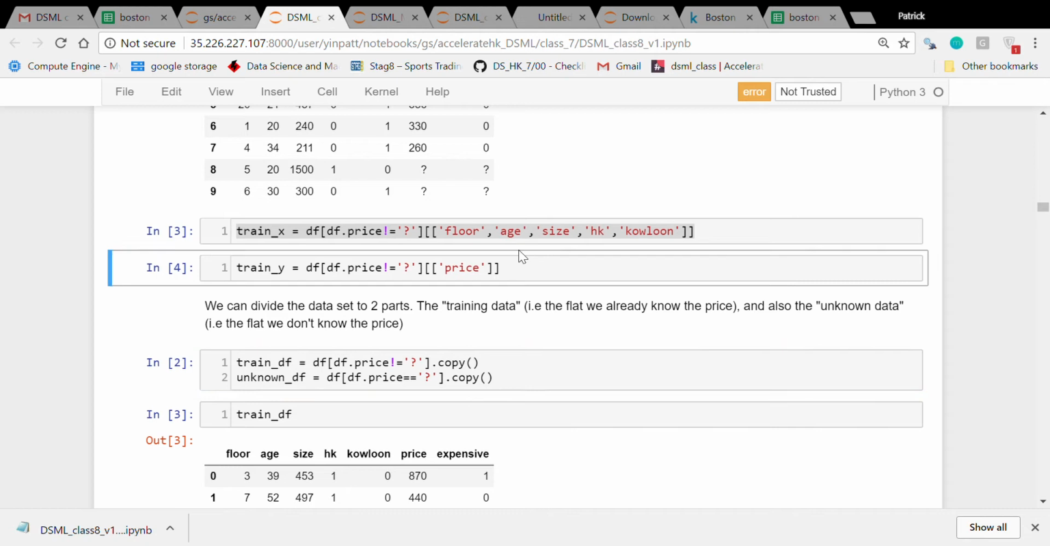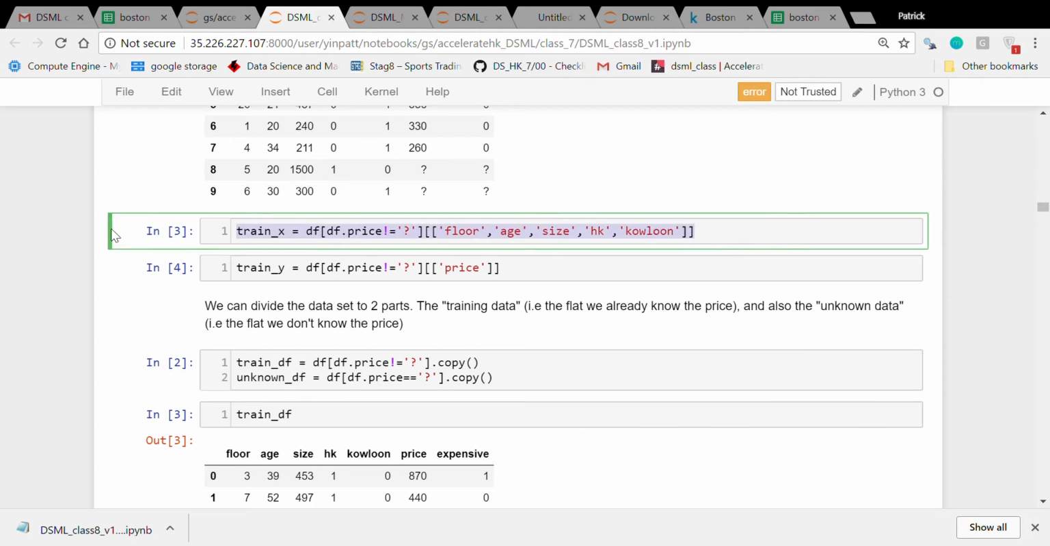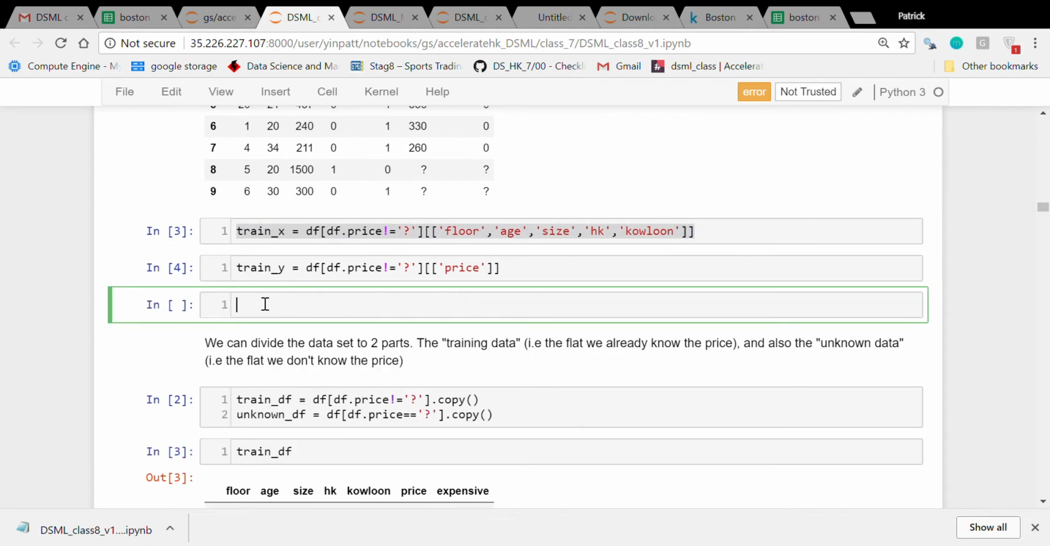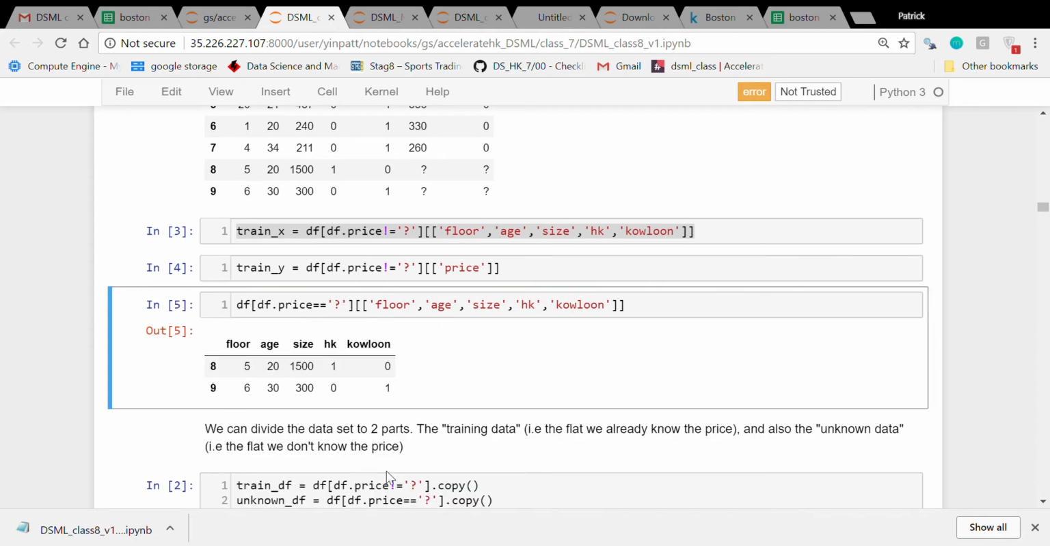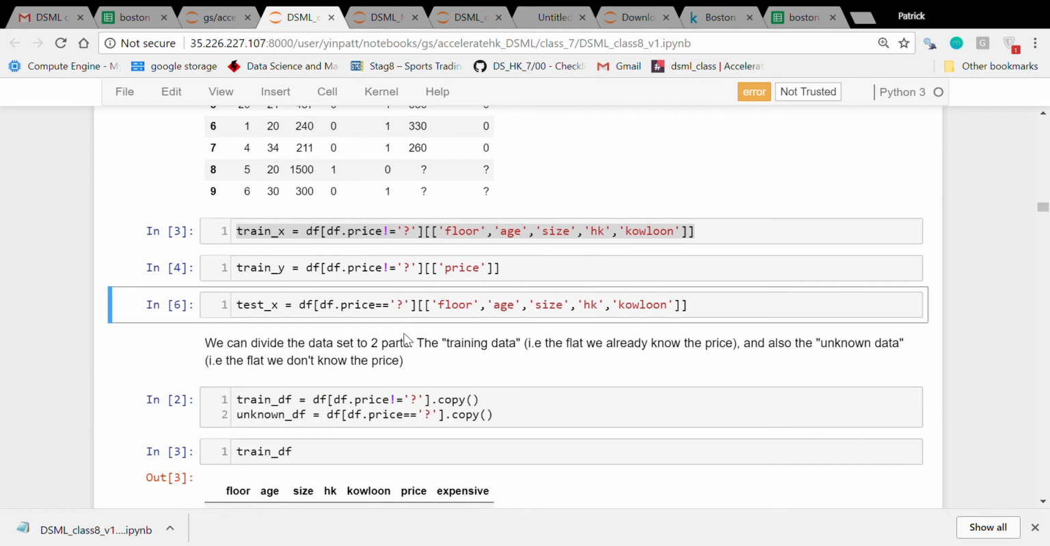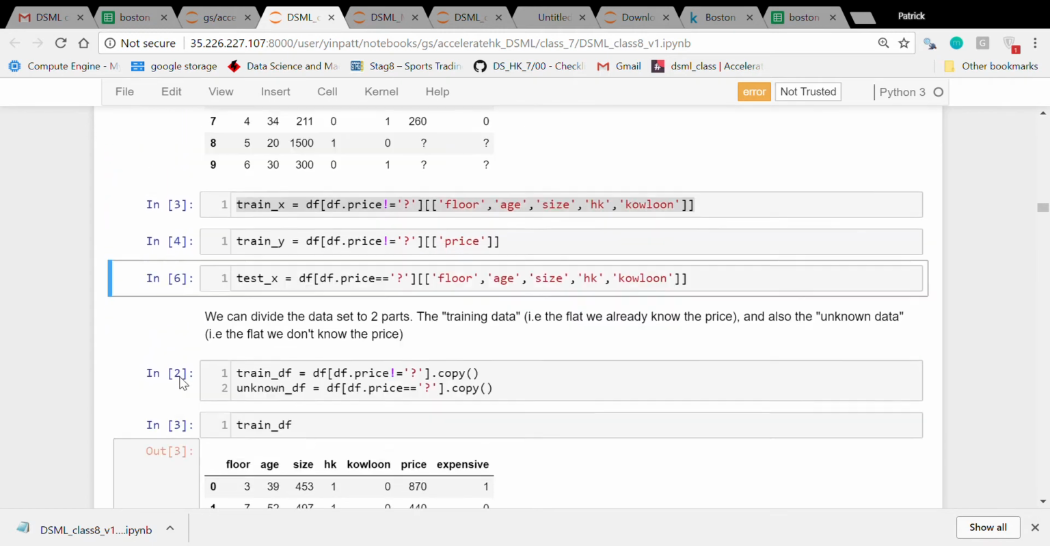So the testing set is basically very similar to this, but those that are equal to the question marks. Okay, so this is our testing features. Okay, so we call it test X.